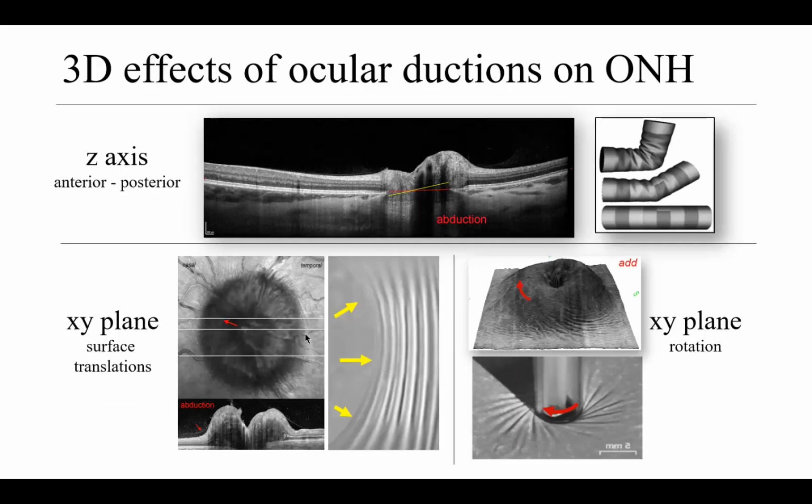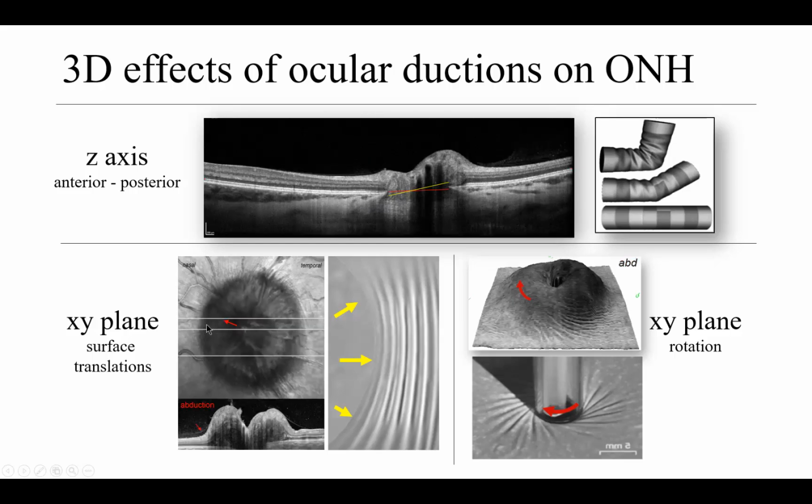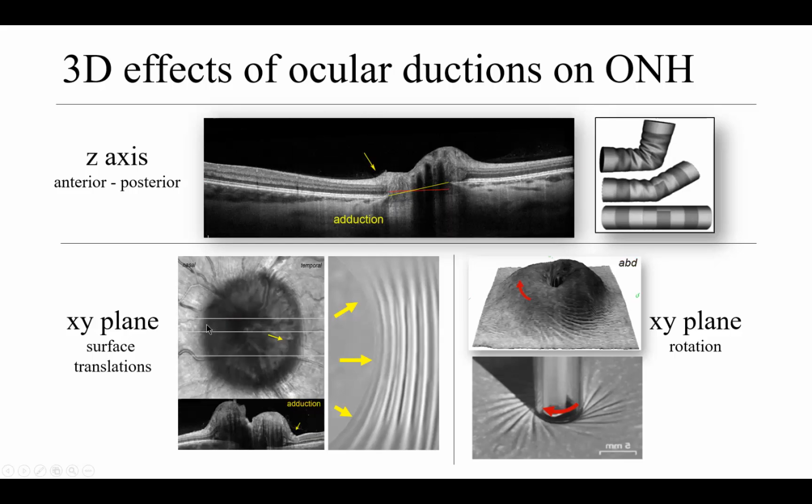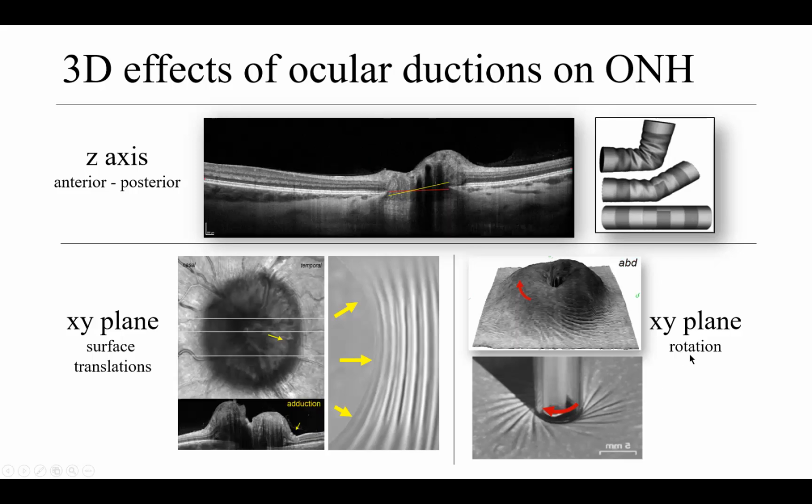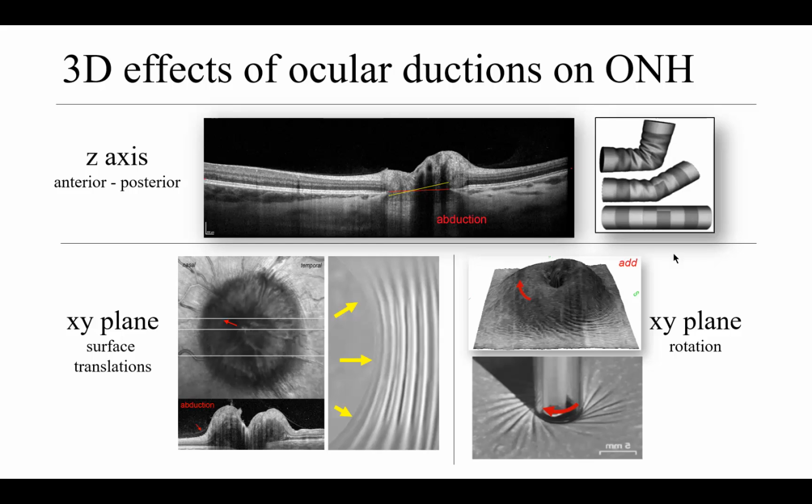Now, I've talked mostly about the z-axis deformations anteriorly and posteriorly, but keep in mind, this is a three-dimensional effect. You get translational effects on the surface in the XY plane, temporally in adduction. And remember those spiral folds I showed you? That strongly suggests that there are rotational forces as well.